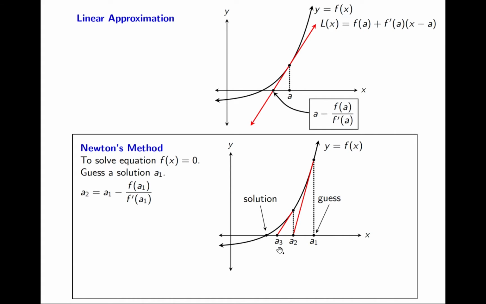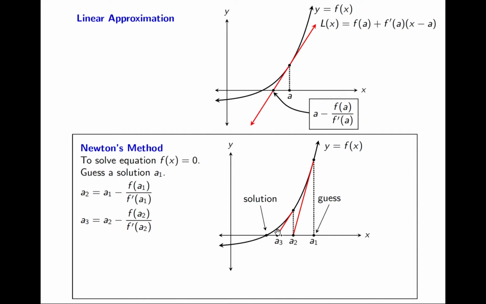sub 3. Now, what is a sub 3? It's where this tangent line crosses the x-axis. That's given by this expression with the a sub 2 plugged in for the a. So this a sub 3 right here would be equal to a sub 2 minus f of a sub 2 divided by f prime of a sub 2. And bear in mind that you computed a sub 2 in the previous line. So you see here that a sub 3 is a better approximation to the solution than a sub 2 was, but it's still not the solution.